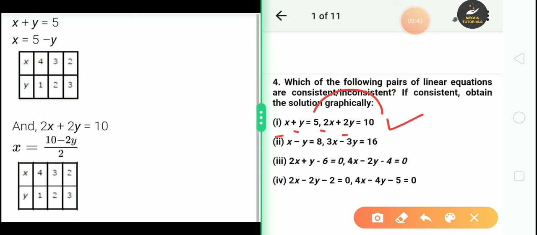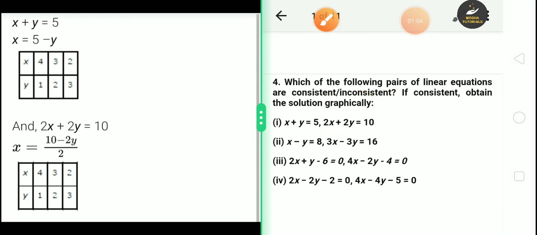Okay, so let's find the coordinates for the first equation, that is x plus y is equal to 5. Simply we can write x is equal to 5 minus y, and we can write the coordinates for equation 1 as (4, 1), (3, 2), (2, 3). You can verify it here: 4 plus 1 is 5, 3 plus 2 is 5 and 2 plus 3 is 5. So these are the coordinates.